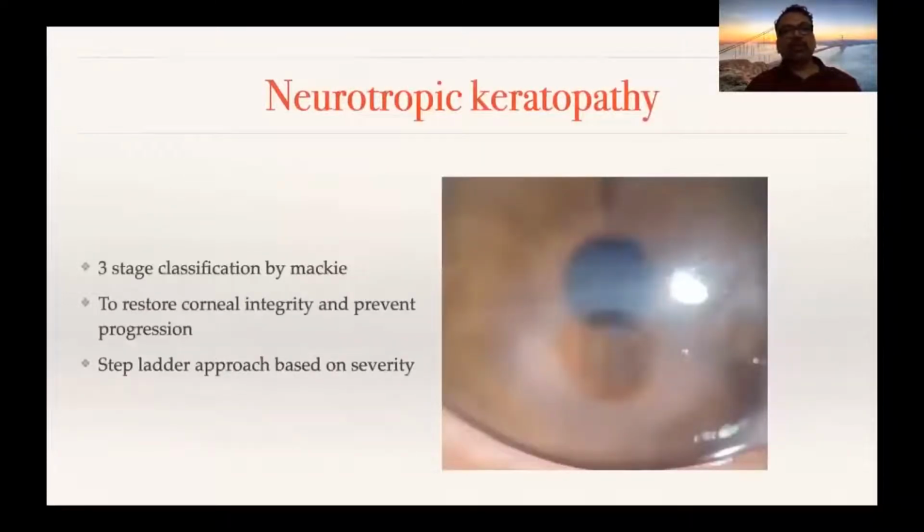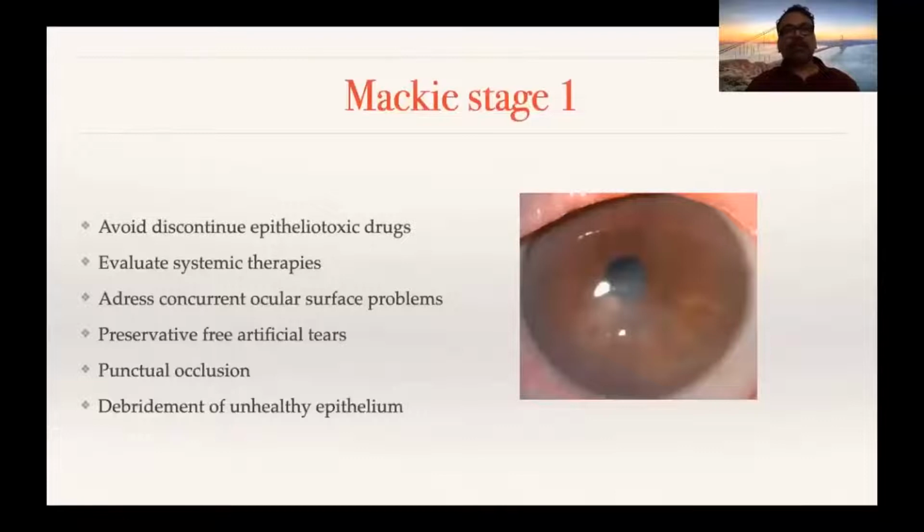Coming to neurotrophic keratopathy. In neurotrophic keratopathy, it is typically asymptomatic due to corneal insensitivity. The 3-stage classification by Mackie will be useful in planning the treatment. The aim of the treatment is to restore corneal integrity and prevent progression. A step-ladder approach based on severity is the line of treatment. In Mackie stage 1, there will be punctate epitheliopathy with epithelial hyperplasia and mild erosions.